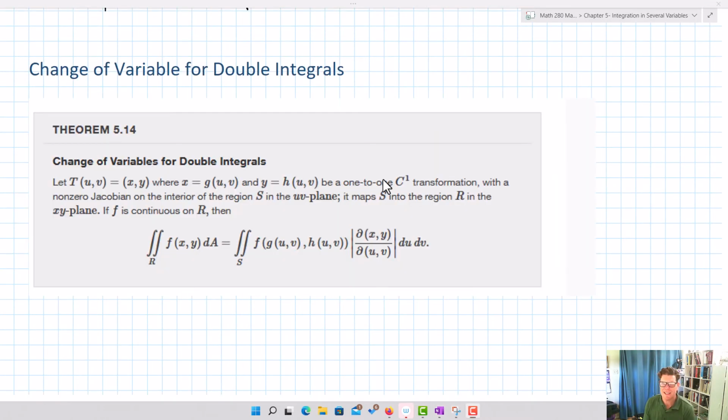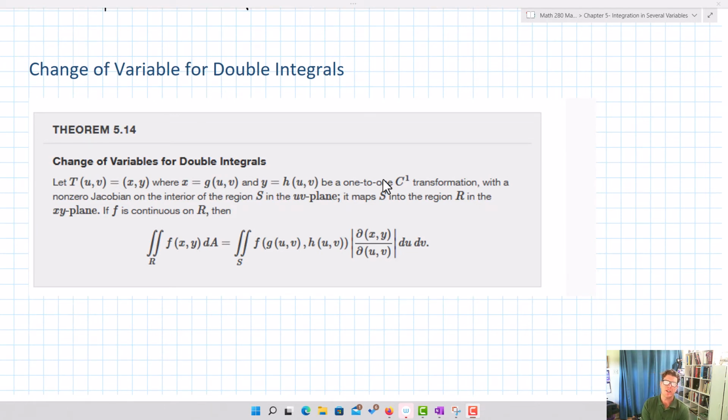Now let's get into integration. All of this is meant to simplify integration, and it certainly does. But what we need to do now is throw that into our integration. We're going to let T of (u, v) equal (x, y), where x equals g of (u, v) and y equals h of (u, v). Basically that's our parametrization of x and y. It's a one-to-one C1 transformation with a non-zero Jacobian, which is actually very important.